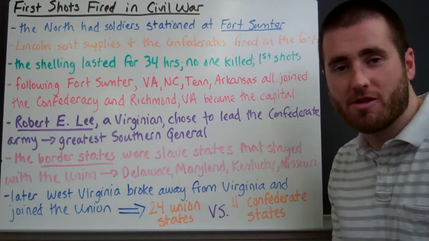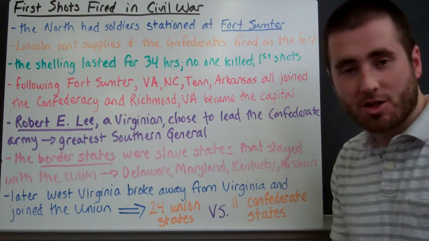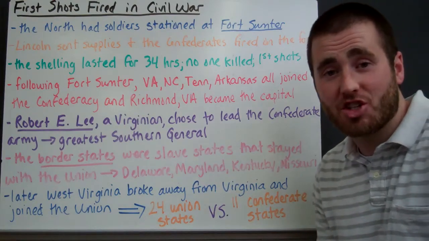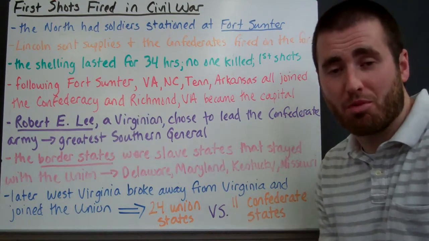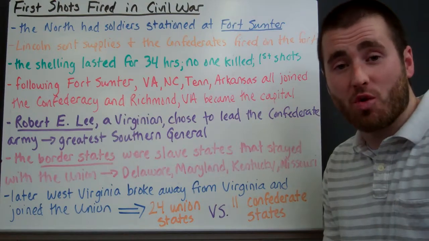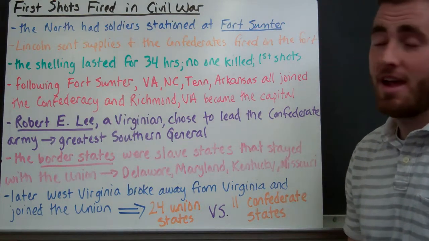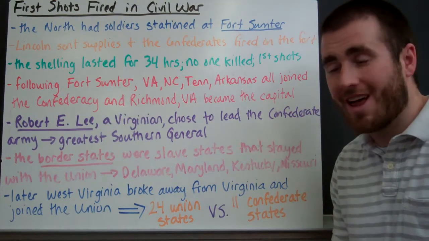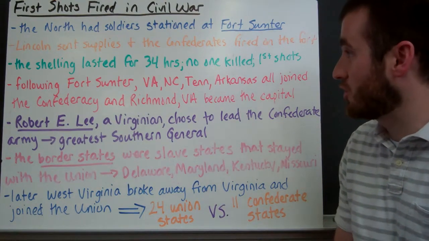Okay, so we've talked about all the events that led up to the Civil War: the Kansas-Nebraska Act, John Brown's raid on Harper's Ferry, and ultimately the election of 1860, which is when President Lincoln was elected. He was inaugurated, or sworn in, in 1861, and of course that caused all the southern states to secede, starting with South Carolina, and ultimately 11 states joined, which we'll talk about in a second.